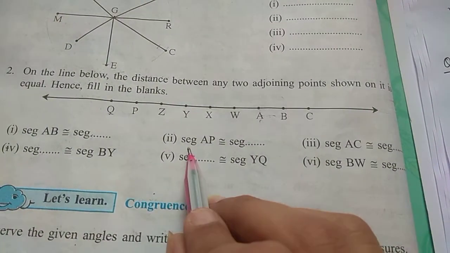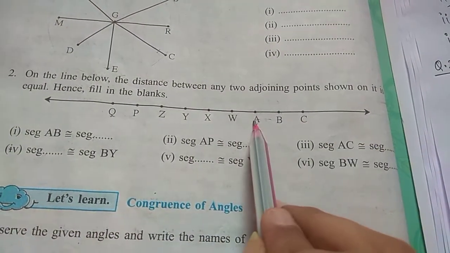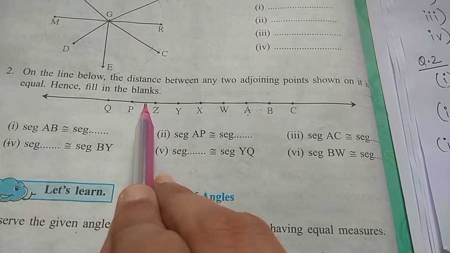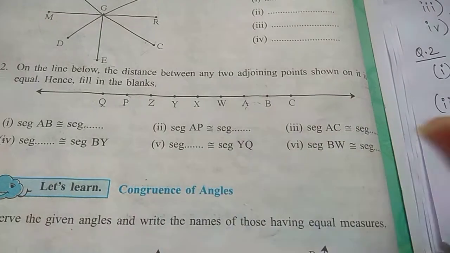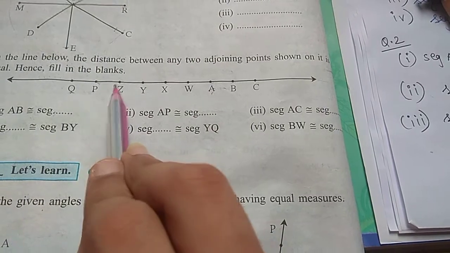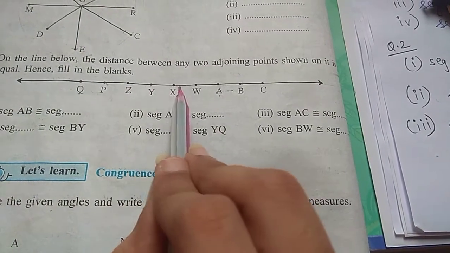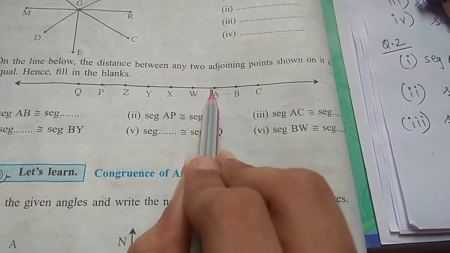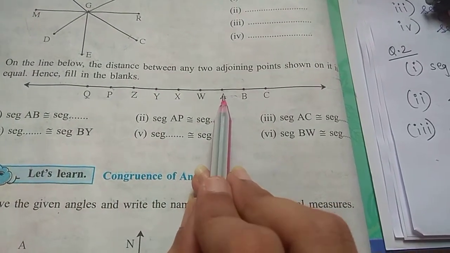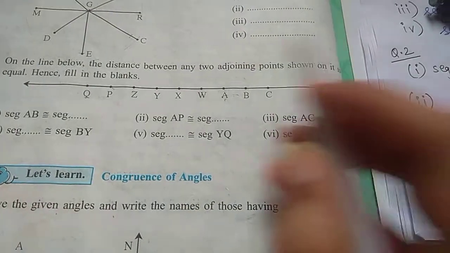Okay, let's see AP. A is over here and P is over here. Let's see how many distances there are. 1, 2, 3, 4, 5. There are 5 gaps between A and P. So we have to find congruent segments having 5 gaps between them.